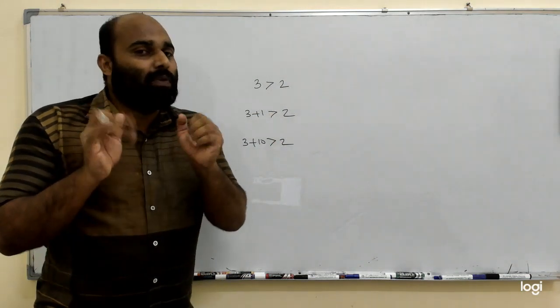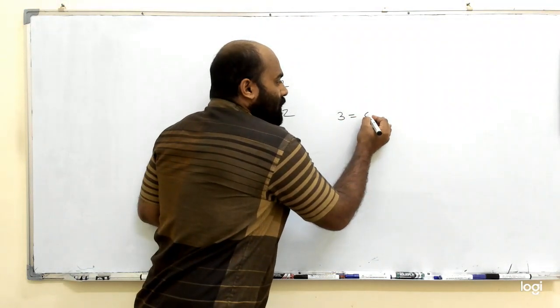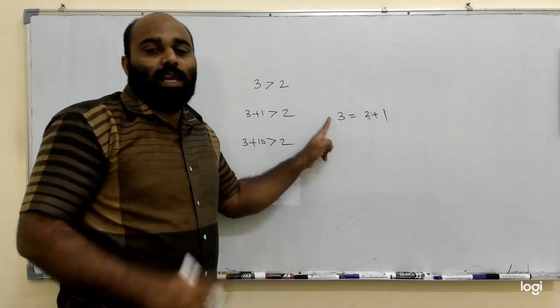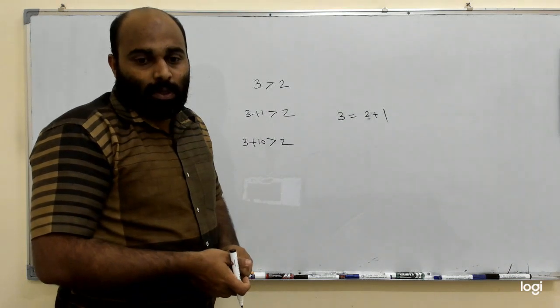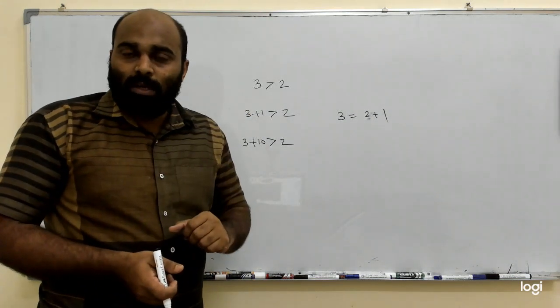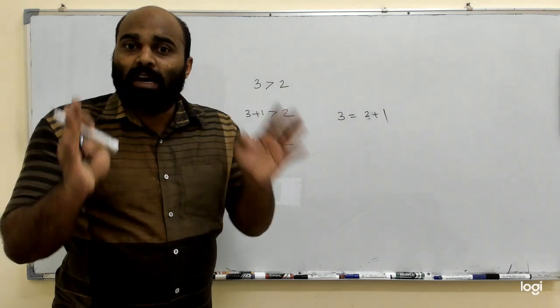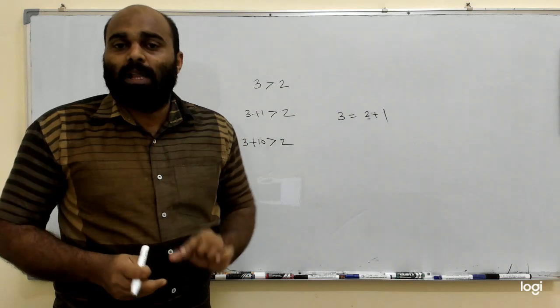But in the case of an equation, it is not possible. For example, 3 equal to 2 plus 1. If you are adding something over here, the equality will become greater. So don't forget this concept. If you are adding any natural number on the bigger side, the inequality will remain the same, still greater only. The mouth where it is open, that part will be greater.